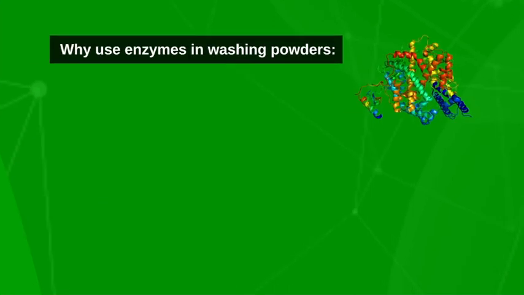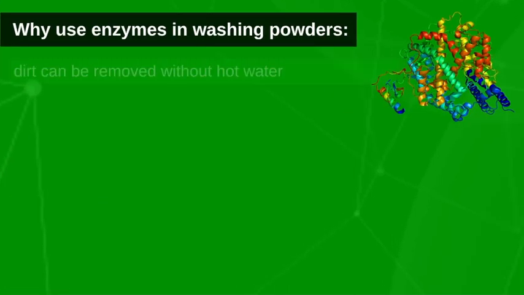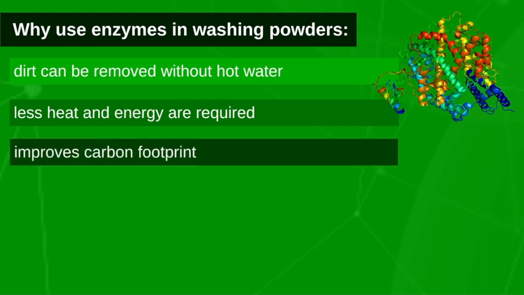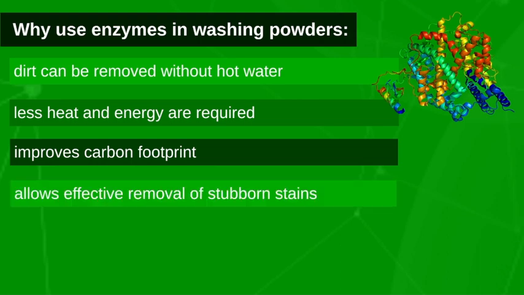Why use enzymes in washing powders? Enzymes allow dirt to be removed without the use of hot water, which allows for the washing of delicate or dyed clothes without the risk of damage, as there is usually at high temperatures. Therefore, money can be saved as less heat and energy is required. The reduction in chemicals transported to and from manufacturers also improves the carbon footprint. Difficult to remove stains such as blood or protein stains are able to be removed more efficiently with the use of enzymes.